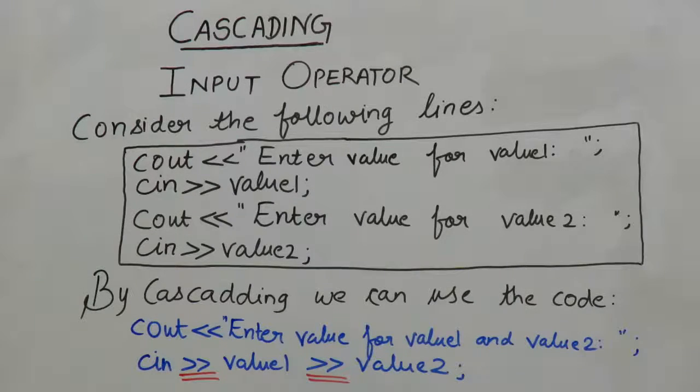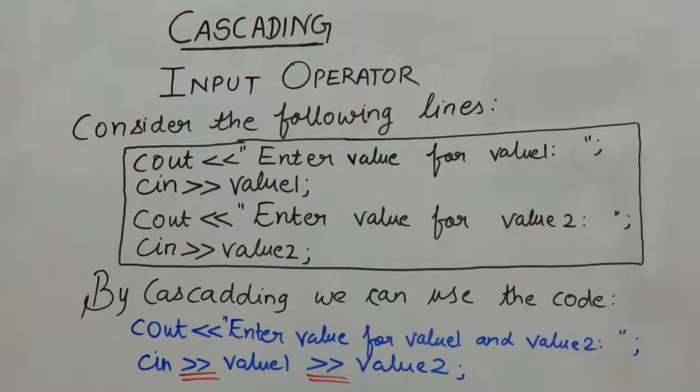Now we will study the cascading of input operators. Suppose these 4 lines are written in our code. cout "enter value for value 1". This will be printed directly on our console screen. cin value 1. This statement will wait for one value to be inputted from the keyboard and the enter key to be pressed. Then the program will resume further to the third cout statement, "enter value for value 2". Again cin value 2 will perform similarly.